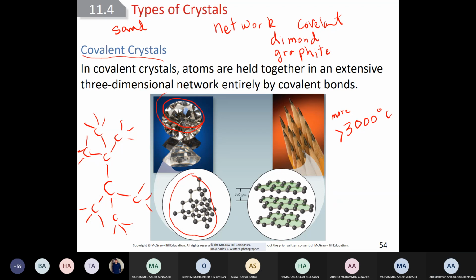Clear? Why? Because there is a strong covalent bond everywhere. This is probably the strongest bond that we are familiar with. Even stronger than an ionic compound, doctor? No, it's not ionic, it's only carbon. I mean stronger than ionic compound. Stronger than ionic compound, yes.